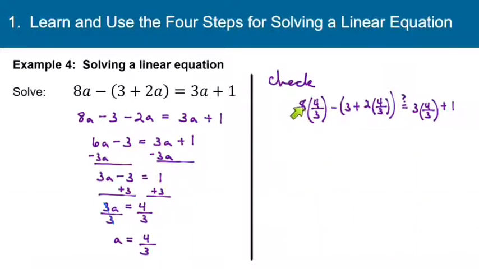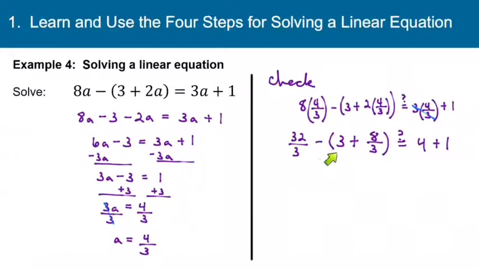8 times 4/3 will be 32 over 3, because remember we do top times top and bottom times bottom. And then I'm not going to distribute this minus sign yet. I'm going to do this multiplication first. So 2 times 4/3 will be 8 over 3. And over here on the right, this 3 in the top and this 3 in the bottom will cancel each other out. And that will just leave us here 4 plus 1.